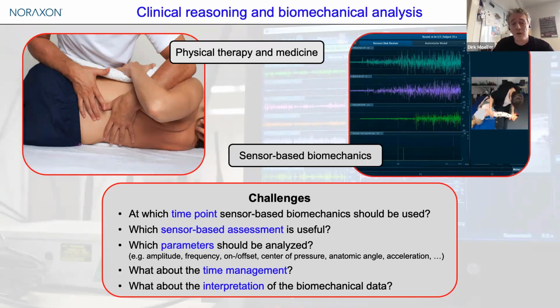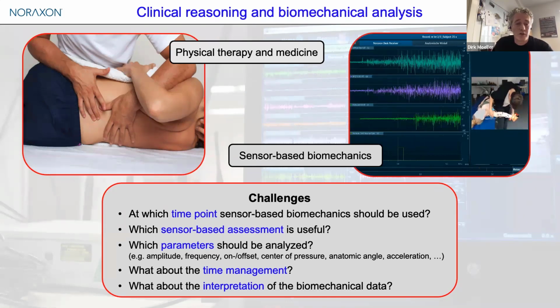Another question is, what about the time management? Especially in Germany, the physiotherapists always have time problems, even without biomechanical analysis, because the normal treatment time is between 20 and 30 minutes. Maybe in some clinics they have 1 hour, so it's not that good a time. And how can we implement biomechanical assessments in this small time period?